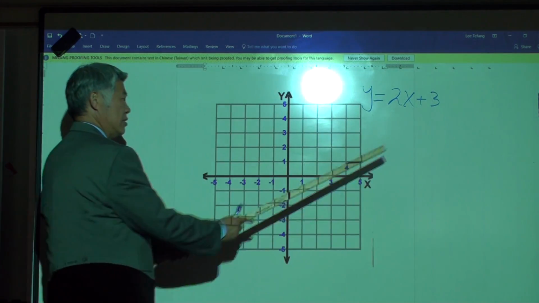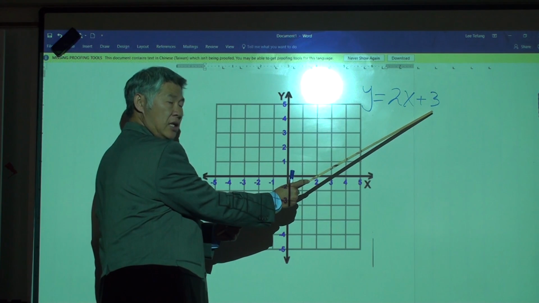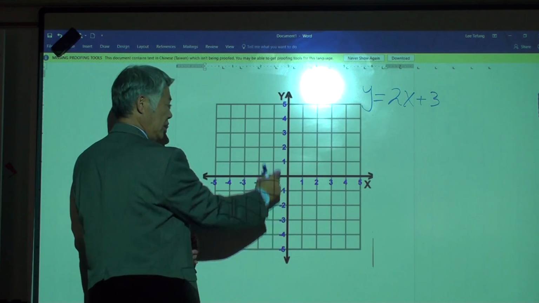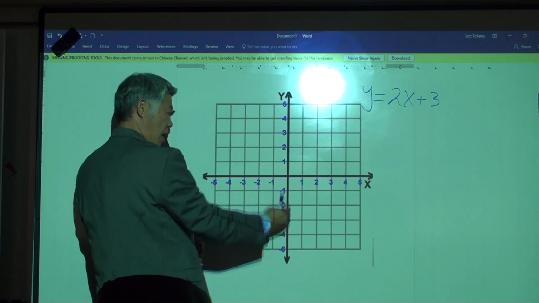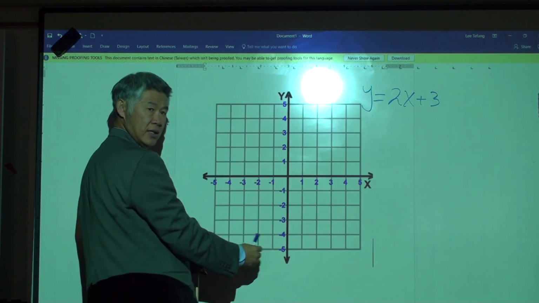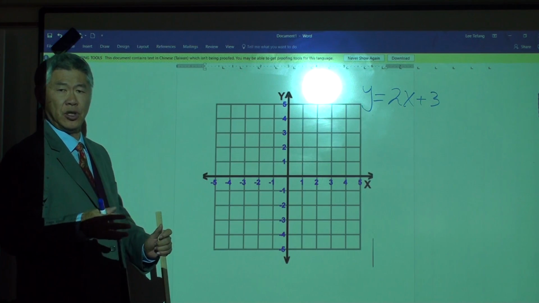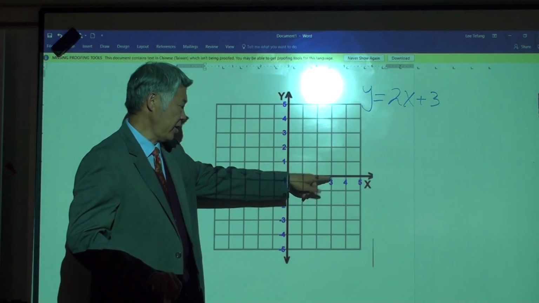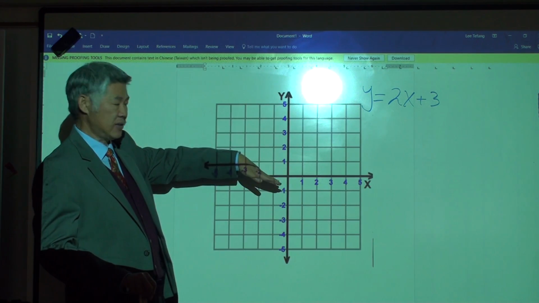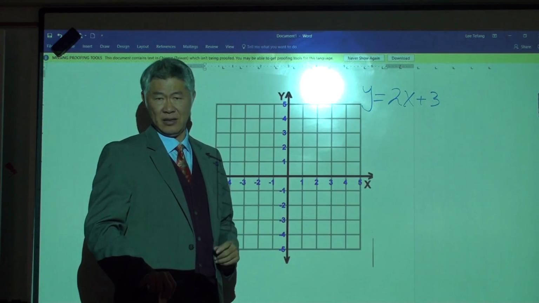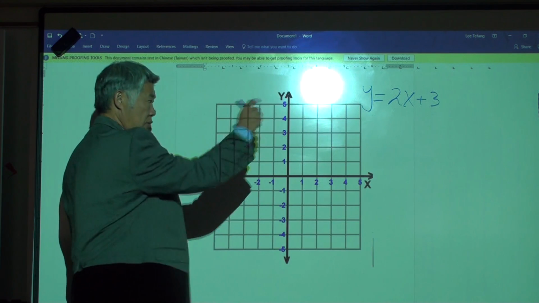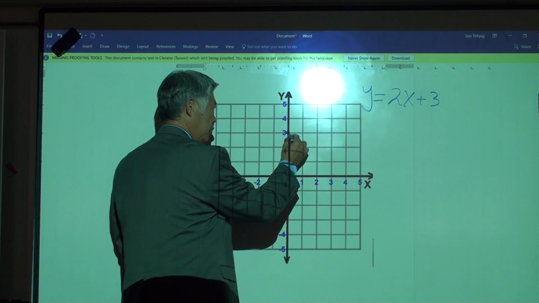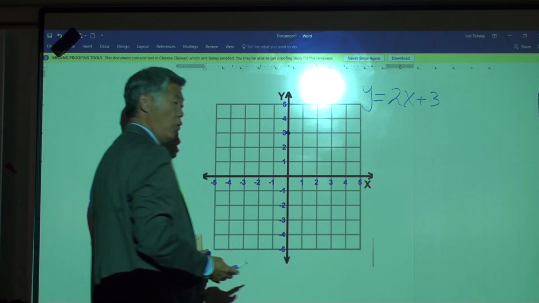So, since this means 3, which is the y-intercept, I would like to see where the 3 is on the y-axis. In the future, when you learn x-intercept, that will be where the graph intersects with the x-axis. So 3 means y-intercept, so I just put a dot on 3 on the y-axis.